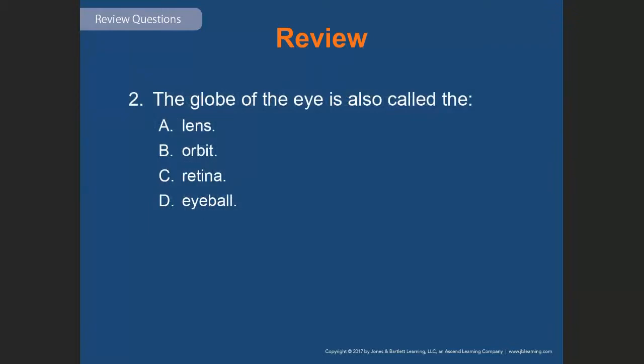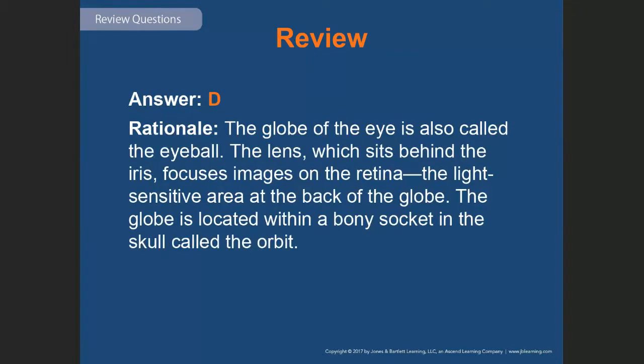The globe of the eye is also called the globe. It never said the bony prominence, okay? Said the globe. All right, good. So that would be correct. D as in dog.